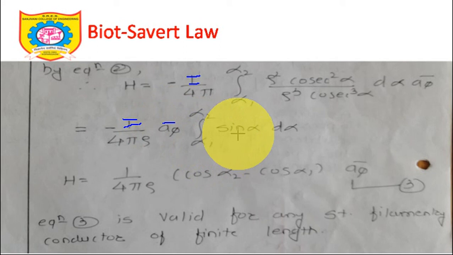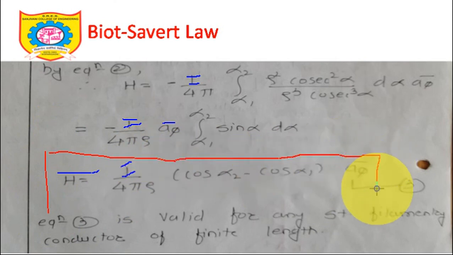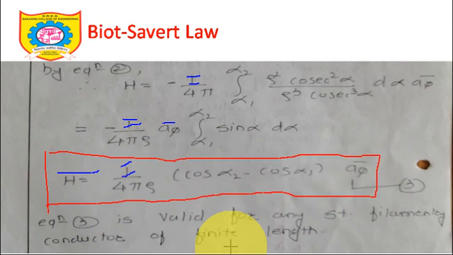So I can put the sin alpha integration as cos alpha. You know what is the integration of sin alpha? It is minus cos alpha, but because of this minus minus it will become plus cos alpha. So I upon 4 pi rho, I came to the conclusion, cos alpha 2 minus cos alpha 1 a phi bar, where alpha 2 and alpha 1 you already know these are the angles made by the start point and end point of the current carrying conductor with the point of interest P. And finally I got h bar as I upon 4 pi rho cos alpha 2 minus cos alpha 1 a phi bar. This is a very important derivation, a very important result that we need to understand while solving certain numericals of Biot-Savart law. So it is only applicable if this is a case of a current carrying conductor.